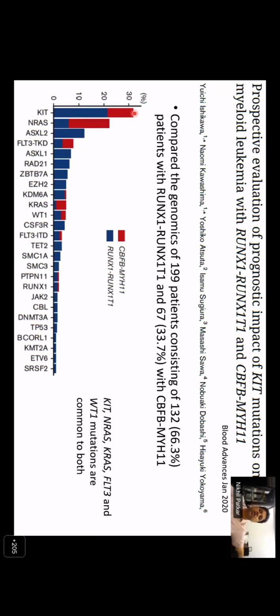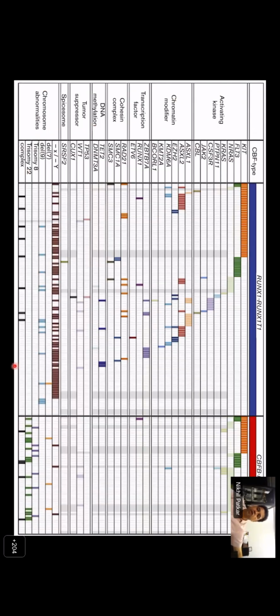And indeed, you can see that these patients are, on the face of it, similar. They show presence of KIT mutations, RAS mutations, FLT3 mutations, and WT1 mutations. Especially KIT and RAS, these are called RAS pathway mutations, and signaling pathway mutations such as FLT3 are shared between both these groups of patients. Now this particular plot, does anybody know what the name of this plot is? This is known as an oncoplot.